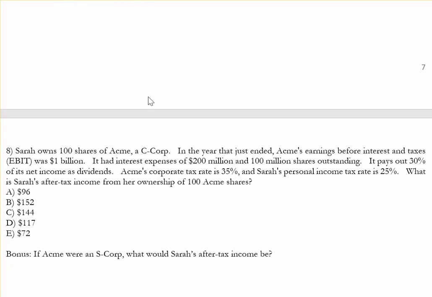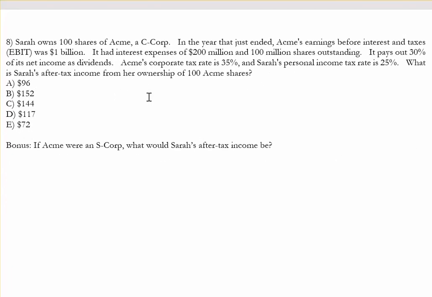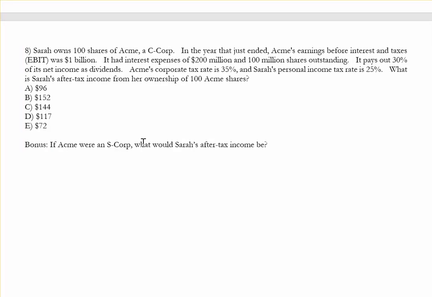All right, let's go down to number 8 now. Number 8 is a Chapter 1 problem. And before we get to the bonus, let's just do the problem that's asked. It says Sarah has an ownership in C Corporation, and we want to know her after-tax income. Now the way C Corporation works is that it's taxed twice, and you have to know what's taxed.